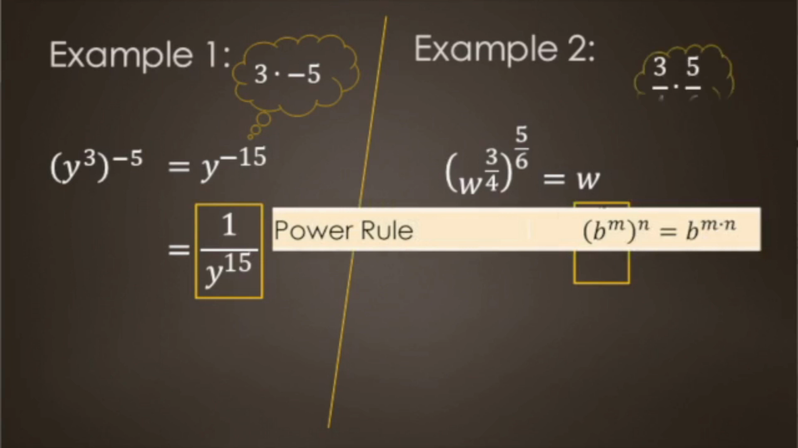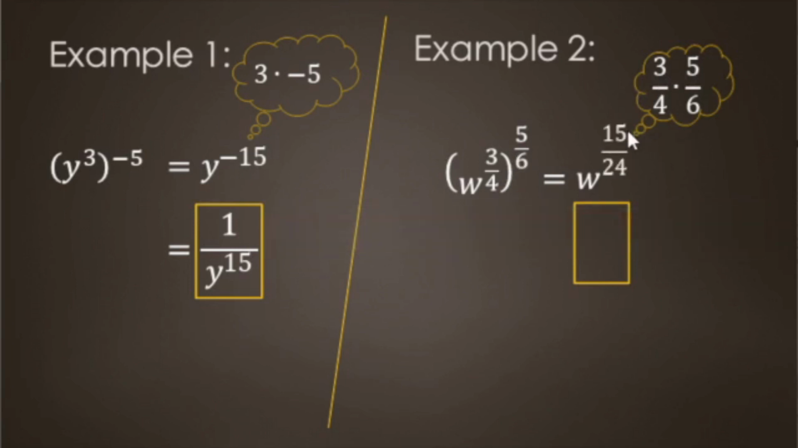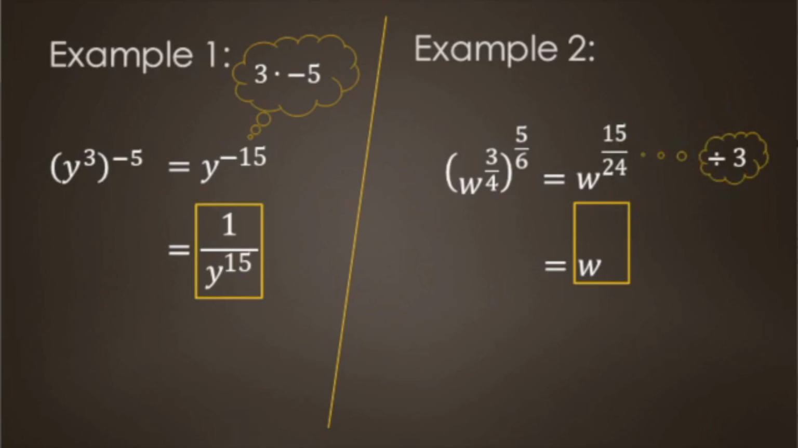And so we are going to end up multiplying the exponents. 3/4 times 5/6. So 3 times 5, that's going to be a 15. 4 times 6 is going to be a 24. But wait, there's more. We can reduce this as well. These are both divisible by 3. So 15 divided by 3 is going to make a 5. And then 24 divided by 3 makes an 8. So we removed a factor of 3 from the numerator and denominator, giving us w to the 5/8.